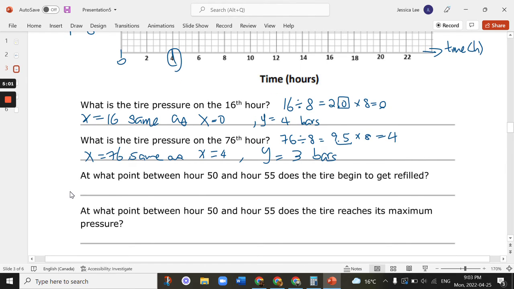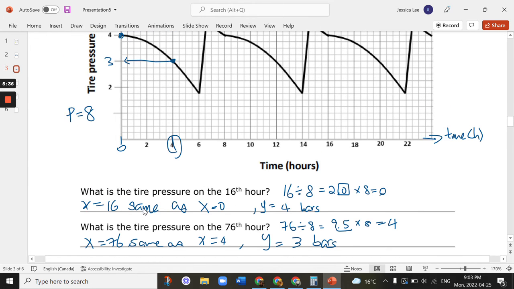Right? The next question is, at what point between 50 and 55 does the tire begin to get refilled? So let's figure out what 50 represents, right? So 50 divided by 8 is 6.25, and I'm going to use just the 0.25 and times 8 again, and that gave me 2. So it tells me that when x equals 2, it's the same as x equals 50, right?